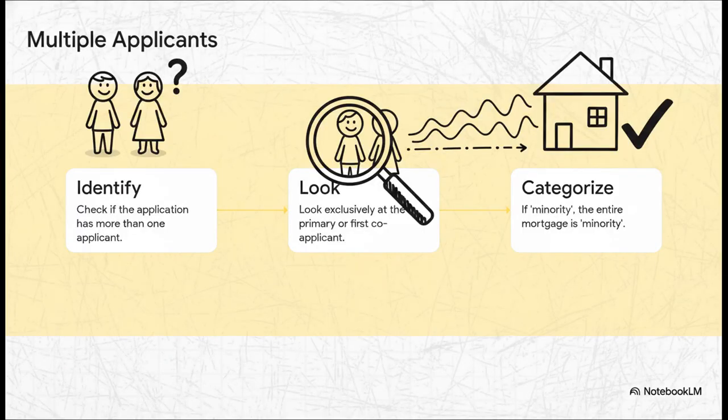But what happens when multiple people apply for a loan together? This is where things get a little tricky. So the standard dictates a very strict, step-by-step logic to ensure reporting stays perfectly standardized across the whole industry. First, obviously, identify if the app has more than one applicant. Second, and this is key, look exclusively at the primary or first co-applicant. Third, if that primary applicant is categorized as minority, boom, the entire mortgage is categorized as minority. You absolutely do not average out the demographics of the applicants. The primary applicant alone determines the category for the whole loan.